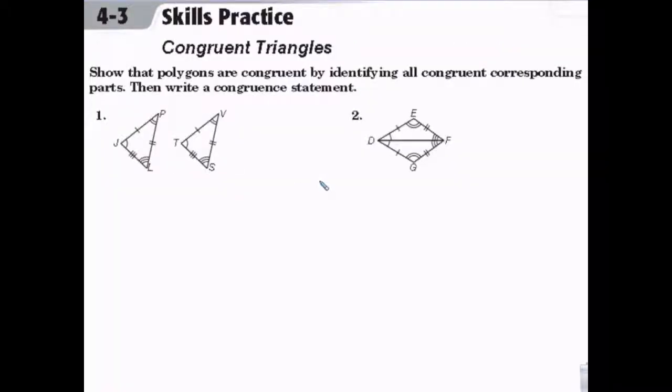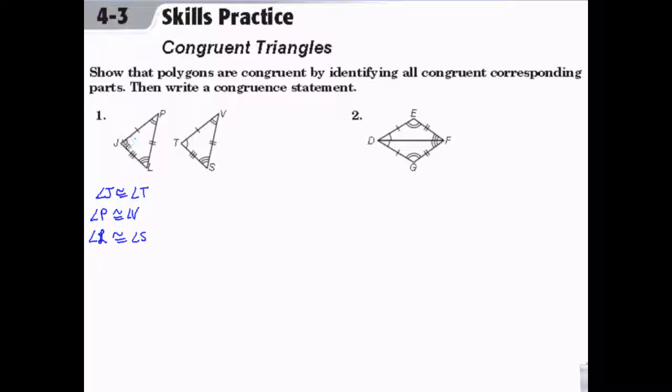And then we'll write the congruent statement. So you have to have 3 sides, 3 angles. And it doesn't matter which order you list them when you're just saying which are congruent to which, so long as you have the right ones congruent to each other. So I can say, okay, J is congruent to T because they have the same number of loops. P is congruent to V, angle V, sorry. And then angle L is congruent to angle S.